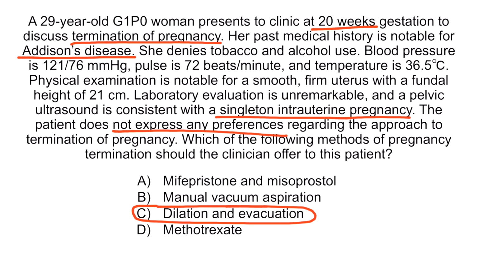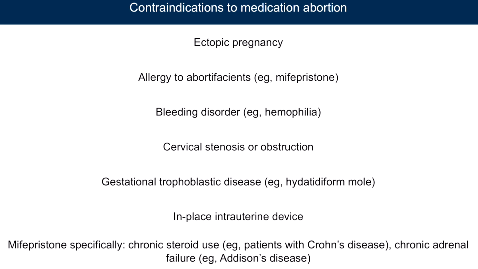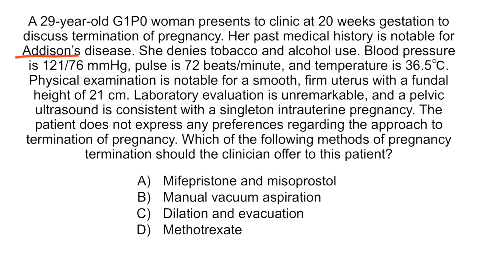Now, given all of those factors, a dilation and evacuation is the best possible option for this patient, as it is considered the safest method of terminating a second trimester pregnancy. But what about the other options? Well, option A, mifepristone and misoprostol, is a combination of drugs used in a medical induction of labor, which can be appropriate to terminate a second trimester pregnancy. However, recall from this slide that patients with Addison's disease should not be receiving mifepristone, and that's because mifepristone is a glucocorticoid receptor antagonist. And remember, that patient with Addison's disease already has a deficiency in cortisol. So you don't want to go and just block the cortisol receptors because that makes the situation even worse for her. So that's why option A is incorrect.